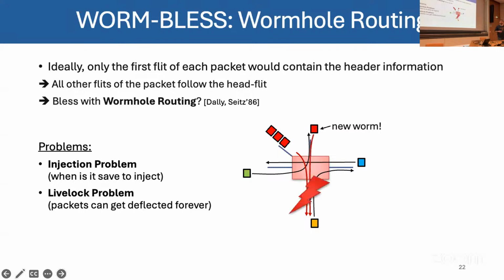Additionally, there's also a live lock problem. There's no guarantee that if a worm arrives at a router, there will ever be any productive port available, because there could always be a worm that is already assigned to that productive output port. So live locks could happen.